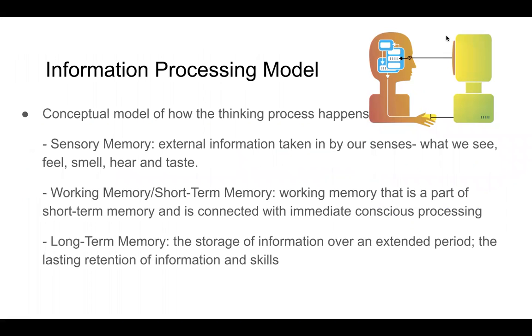I will be discussing the information processing model. So the information processing model is a conceptual model of how thinking process happens. So sensory memory is where external information is taken in by our senses. So it's what we see, feel, smell, hear, and taste. Then we have working memory that is a part of our short-term memory and it is connected with immediate conscious processing. And last, we have long-term memory, which is the storage of information over an extended period. And it is a lasting retention of information and skills.